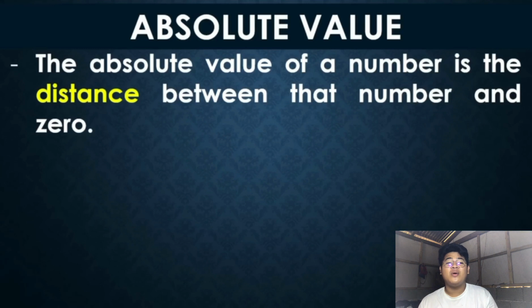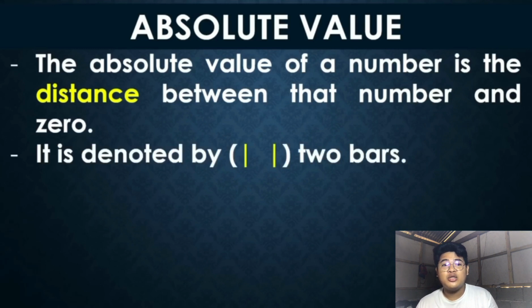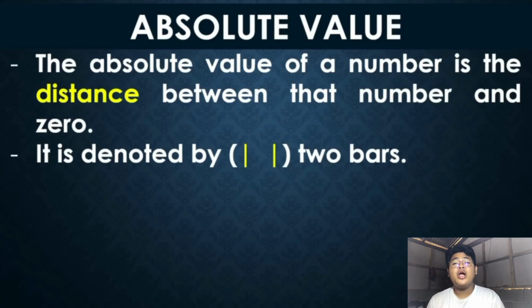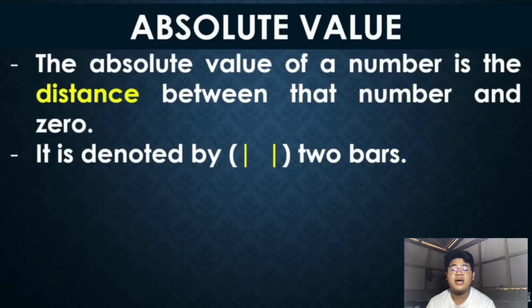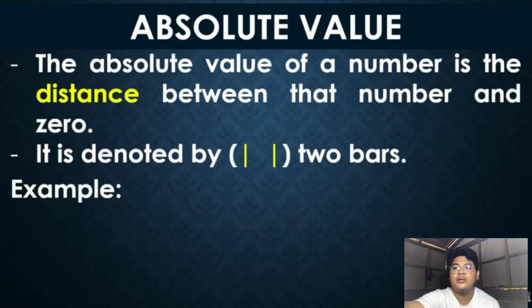Absolute value is denoted by two bars. So we are using two bars to identify the absolute value. What is the absolute value symbol? It's two bars. Here are examples of how to represent absolute value and how we read it.